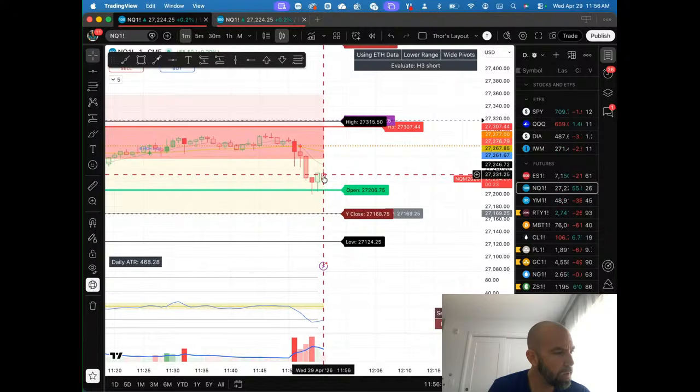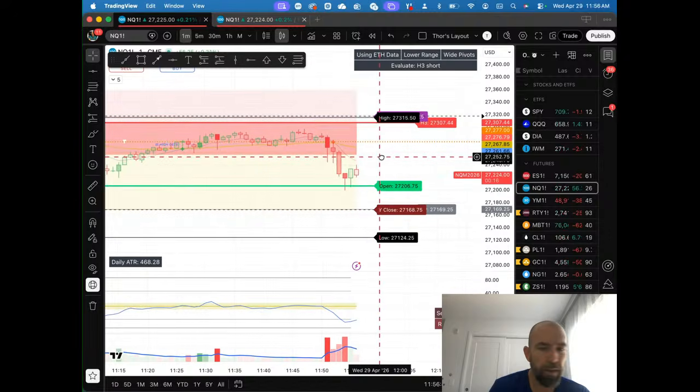So I'm going to look for this to drive into the open. If it drives down and smashes into the bid at the open, that should be some added confirmation that we've got the right thing going on here.